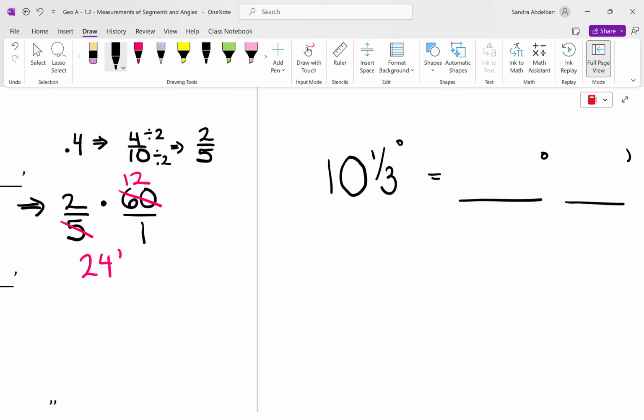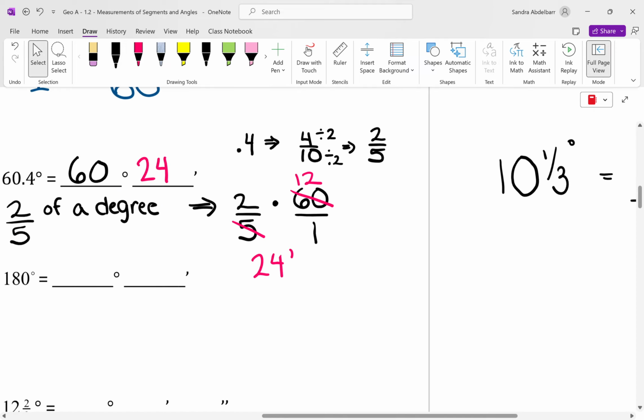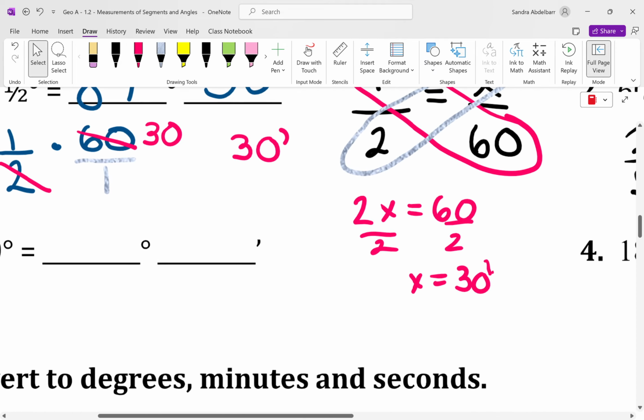Olivia, what'd you get? I got 10 degrees and 20 minutes. How many people got that? 10 degrees and 20 minutes. Great. I got the same. Does anybody want to see me do it? We're good? Okay, great. So now let's go on to number 3.